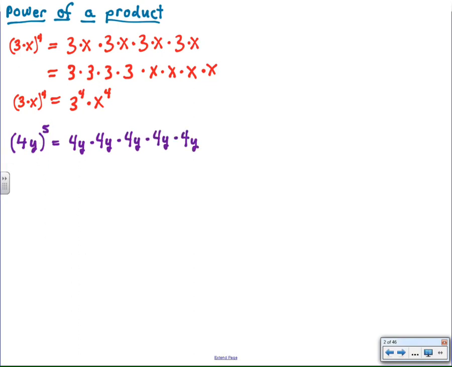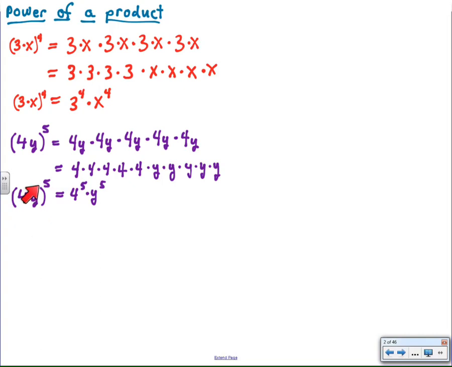Here's 4y to the 5th. That means there's 5 sets of 4y. Rearrange them and combine. There's 5 sets of 4, 5 sets of y. So if I take 4y to the 5th power, it's the same as taking 4 to the 5th times y to the 5th.